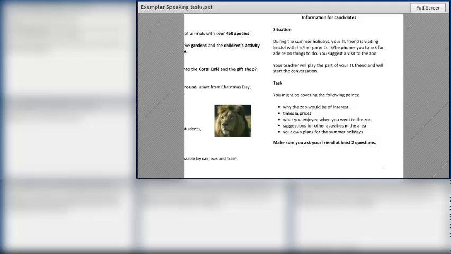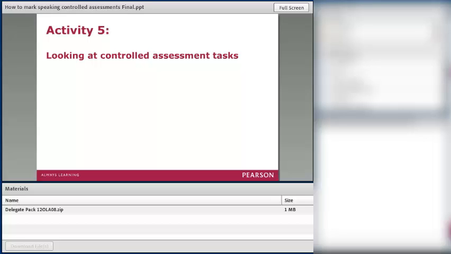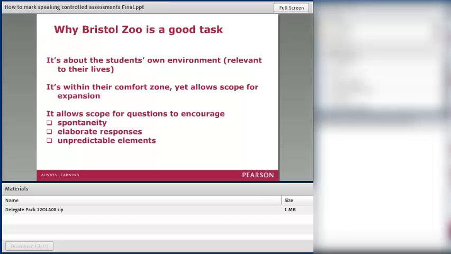We're running out of time here really, so if you've got any questions about the task, I'm quite happy to go into that. But I'm going to go back to the presentation. You should have that in your pack: why is Bristol Zoo a good task? Well, it's about what they know. It's about their own environment. So it was set presumably by a school near Bristol, so it's relevant to them, but it allows scope for expansion. And the other thing that it allows scope for is questions that will encourage spontaneity, elaborate response and unpredictable elements.